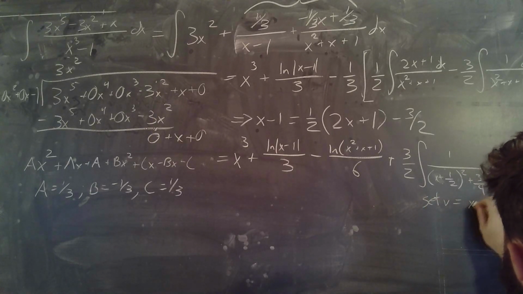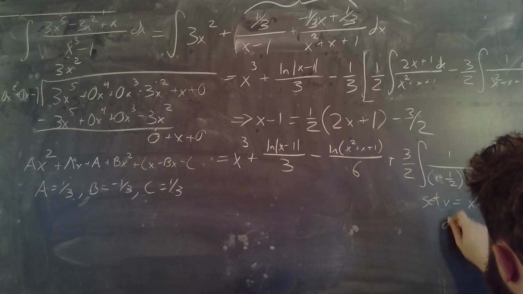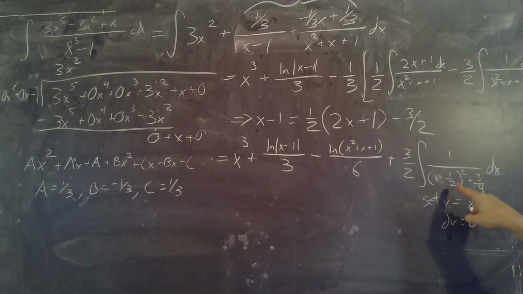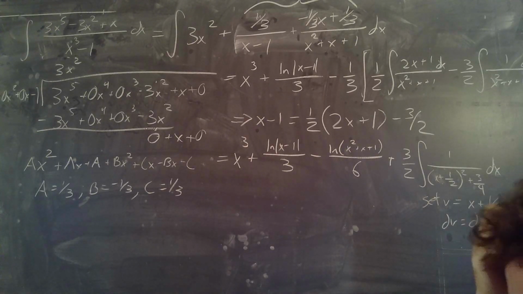v equal x plus 1/2, which means that dv will be equal to dx, and that's great because the numerator is just 1 and dx, so this is precisely dv. Then the bottom part of this will be v squared, and then I have this plus 3/4, which is not good because I need that to say 1 plus v squared in order for it to be an arctangent integral. The other thing is I've actually written those two terms backwards from the standard way of writing it, so I'm going to take care of that at this point.